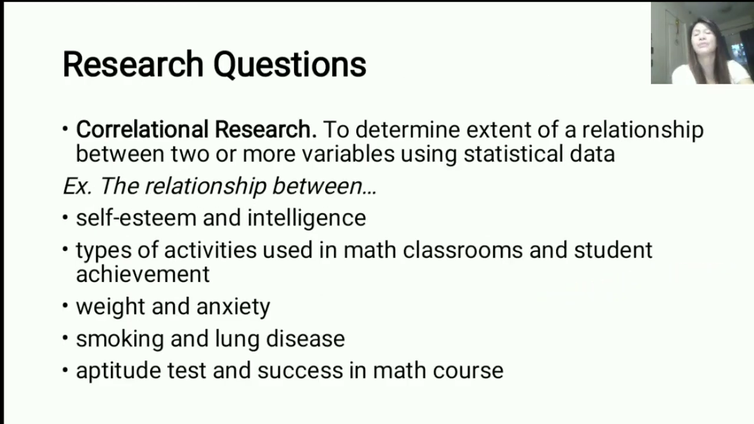Next is the correlational research. Correlational research is conducted to determine the extent of relationship between two or more variables using statistical data. For example, the relationship between self-esteem and intelligence, or types of activities used in mathematics and student achievement, or weight and anxiety, or smoking and lung disease, or aptitude test and success in math course. So you will see a combination of two or more variables in each sample. So correlational studies deal with exploring relationships between or among identified variables.